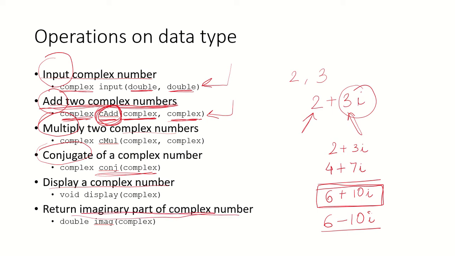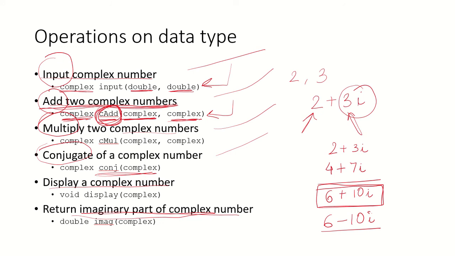Return the imaginary part of a complex number. So these are the operations that we are defining on that complex structure data type that we had created. This is the abstraction. We are not bothered about the internal details of this. So whenever we say that we have defined this, that means our user should be able to use these functions. So how will the user be able to use this?